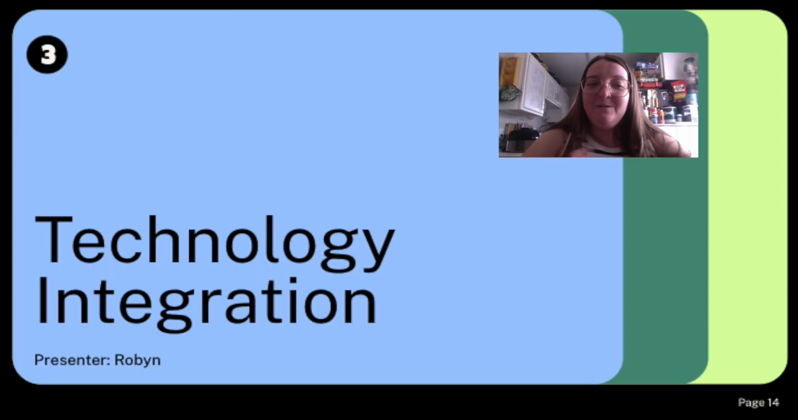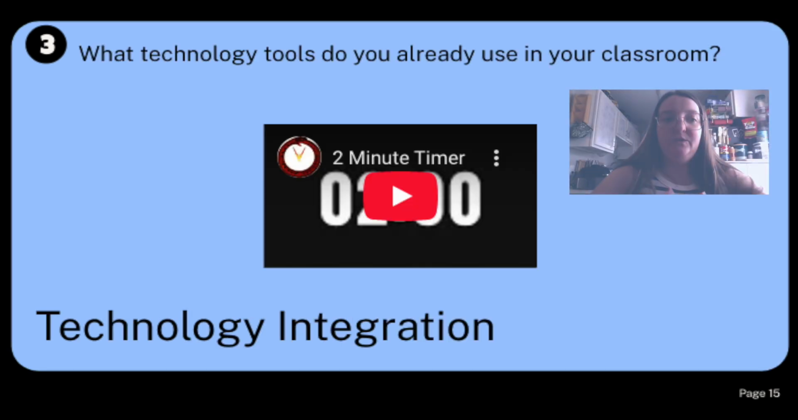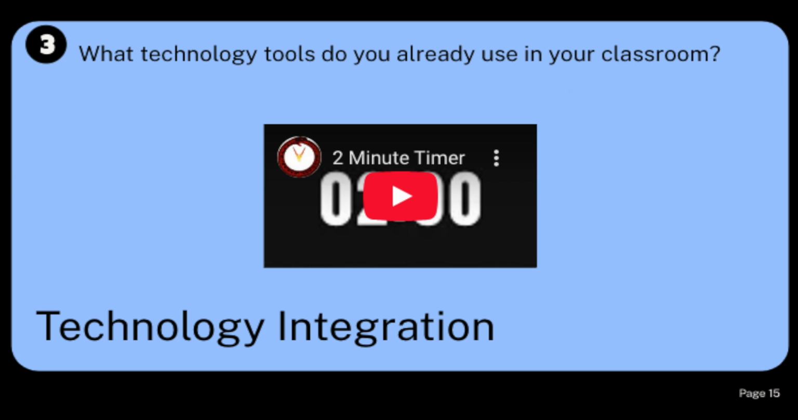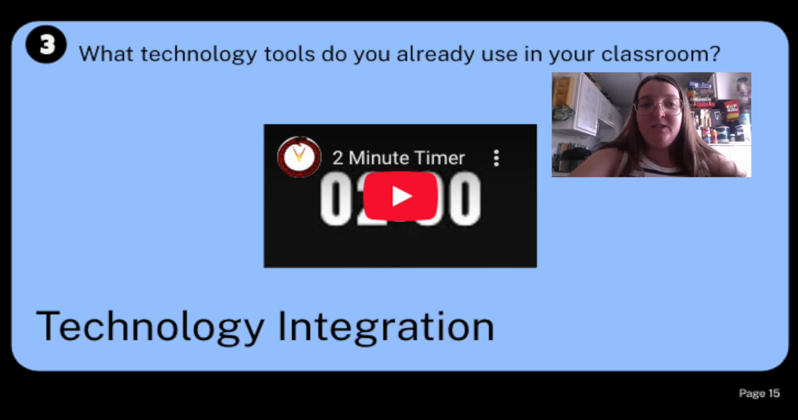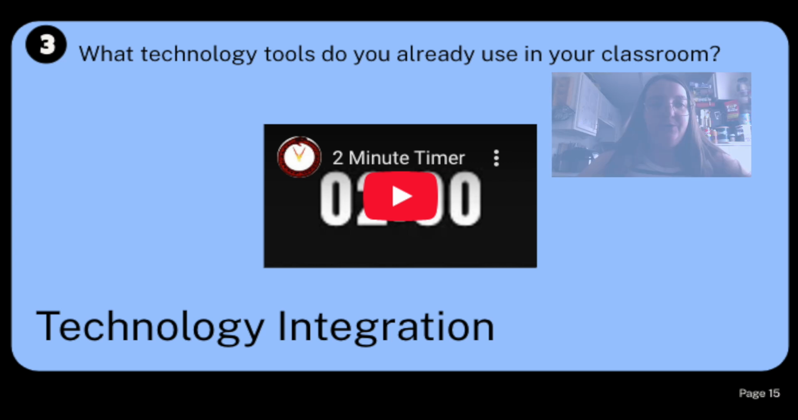All right, thinking of those two strategies, let's get into technology integration. So, what kind of technology do you already use in your classroom? Last year, our district went one-to-one, so it's great that all of us have those Chromebooks in the classroom to use. I know people at my school have recently gotten those LG Create boards, so those are some technology we have in the classroom. And we really want to just give you the tools to help use those things more often in your room to differentiate for your students.